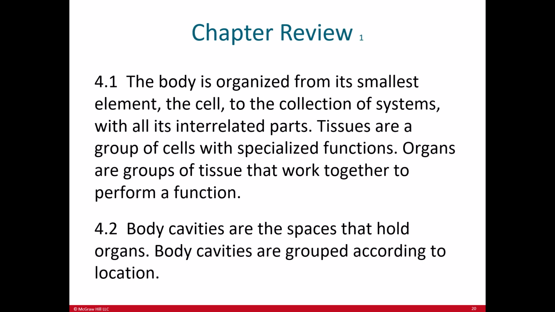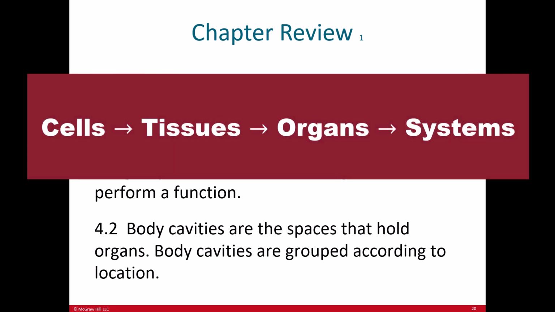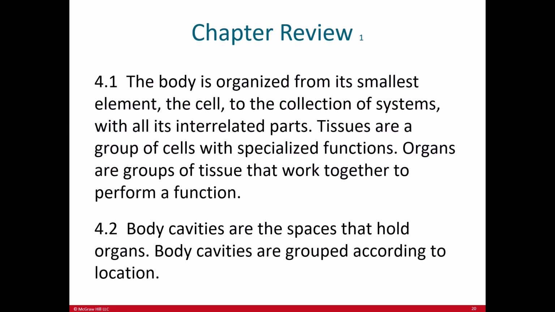All right, chapter review. 4.1, the body is organized from its smallest element, the cell, to the collection of systems with all of its interrelated parts. Tissues are a group of cells with specialized functions. Organs are a group of tissues that work together to perform a function. A good way to remember this is cells make up tissues, tissues make up organs, and organs make up systems. Think of systems as your largest part, right? They're something that have to be controlled.